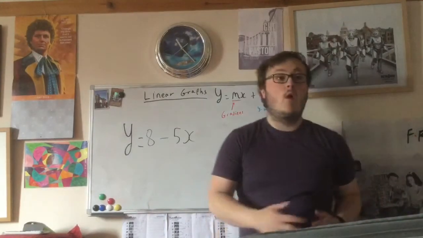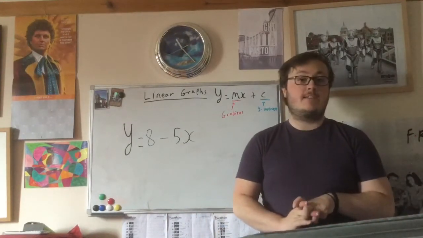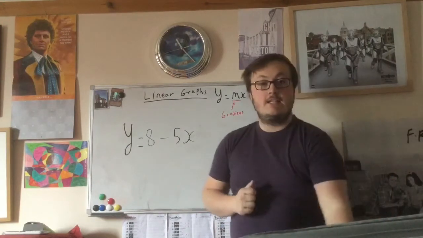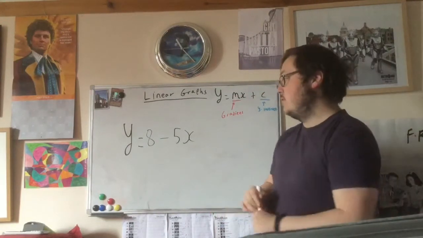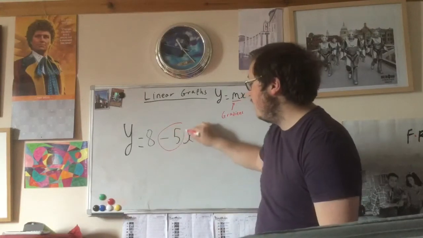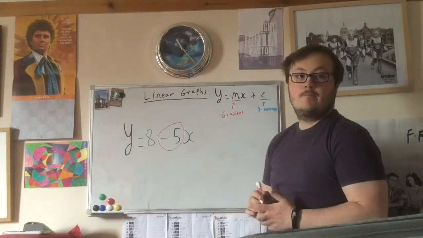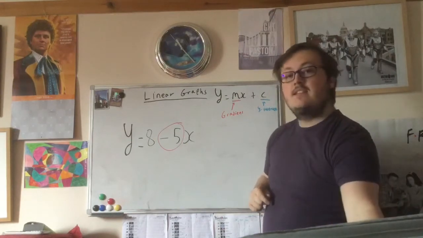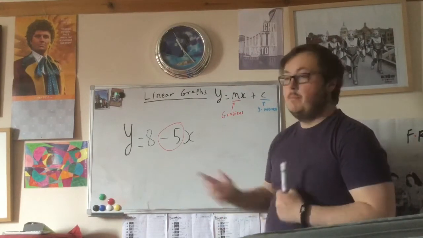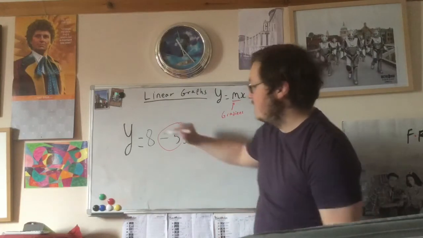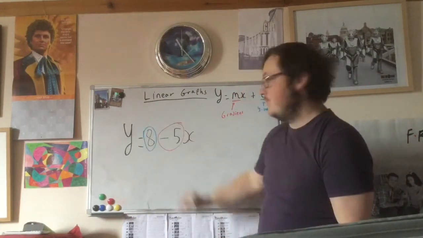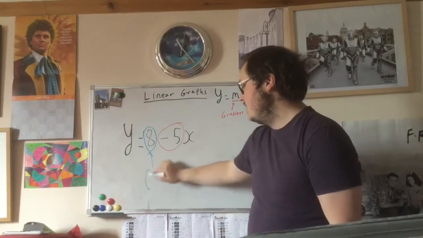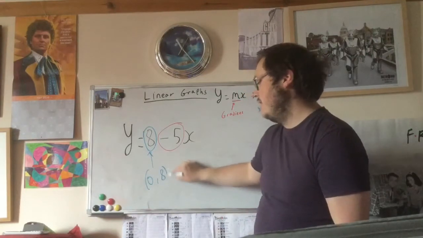What about this one? Y equals 8 minus 5x. Well, the gradient is the number that goes in front of the x, which is negative 5. So the gradient is negative 5. The y-intercept is the number that is also in this problem, but is not linked to the x whatsoever. And in this case, it's 8. So our y-intercept is (0, 8).